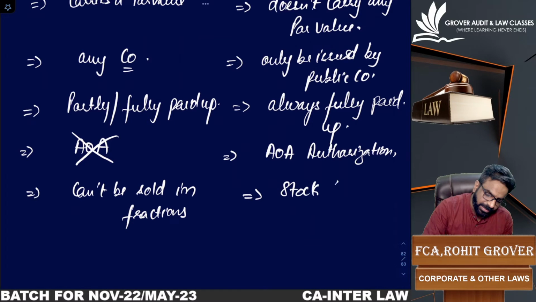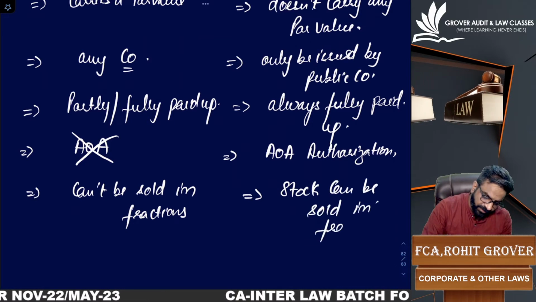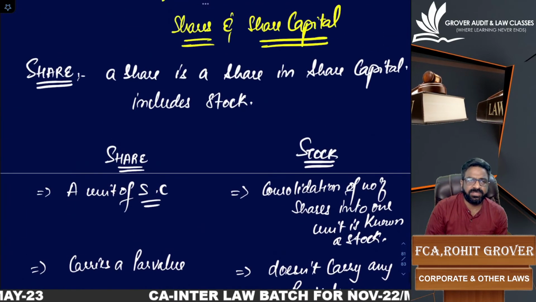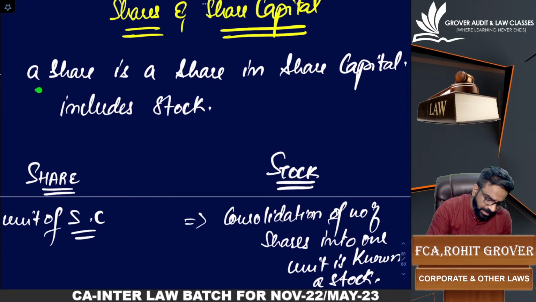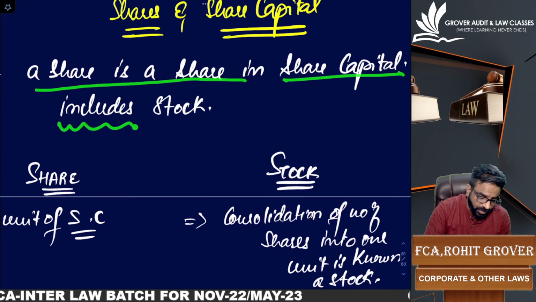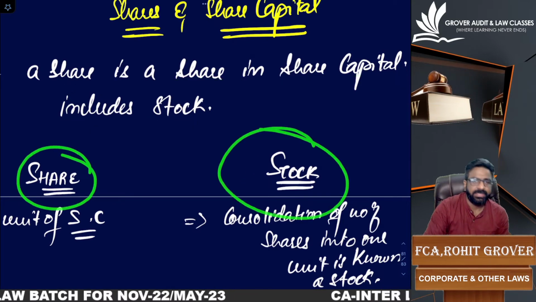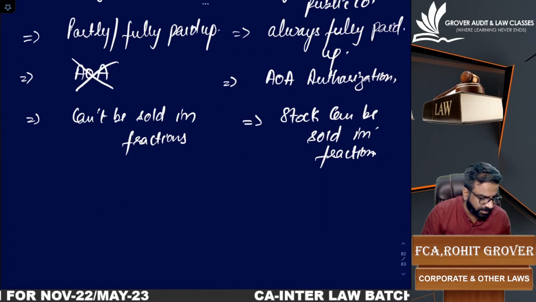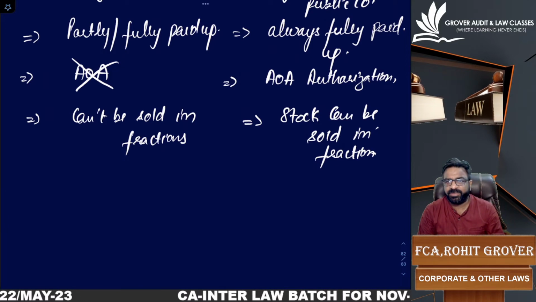Stock can be sold in fractions. Now the question is, sir, why are we discussing these 6 differences between shares and stock? Because the definition of shares includes what? Read the definition. A share is a share in the share capital, and includes stock. So it is very important for you to understand first what is the major difference between shares and stock. Is it crystal clear to all? Yes or no? Everyone understood the major difference between shares and stock?